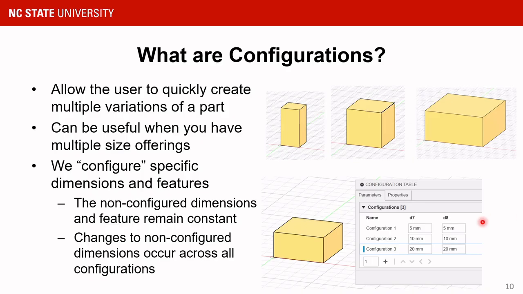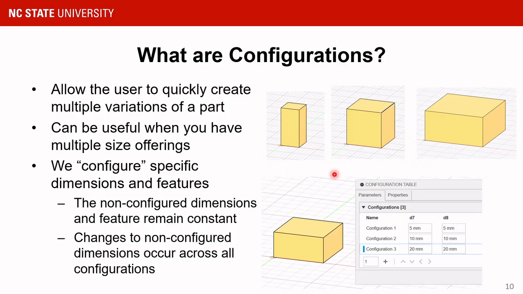And next, we have configurations. These are similar to parameters and parametric design, though slightly different. In parametric design, we were creating relationships between dimensions. So if we scale one dimension, it scales another dimension appropriately. For configurations, we are allowing the user to create multiple variations of a part very quickly.